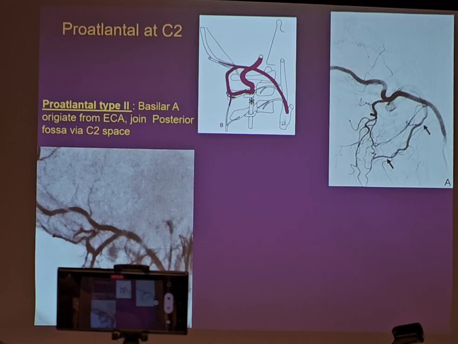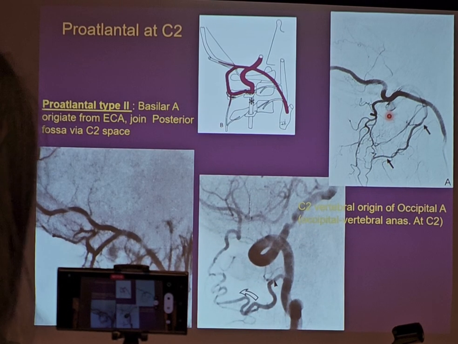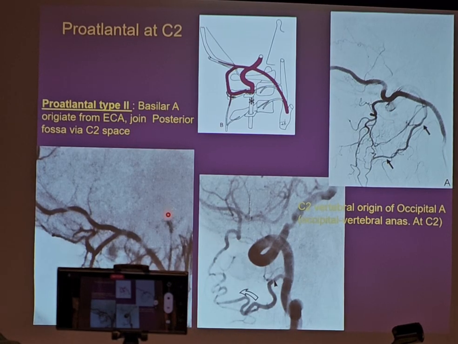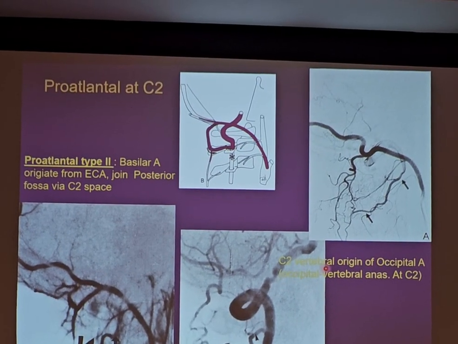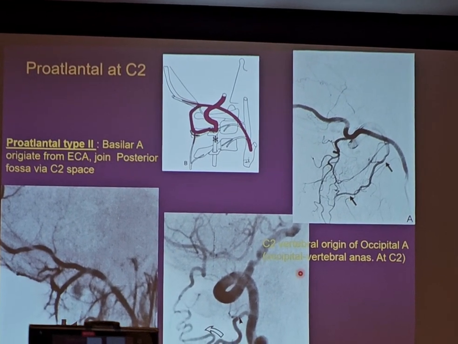The C2 can be seen either through the regular channel at C2, or can also use muscular branches around, for example, this is a pharyngeal occipital injection. You see that at the C2 level, you fill up the vertebral artery. This one is also that you can see at C2 level, you fill up the vertebral artery. So this channel can persist and it can be of use in describing all these. For example, this can be described as C2 vertebral origin of occipital artery.